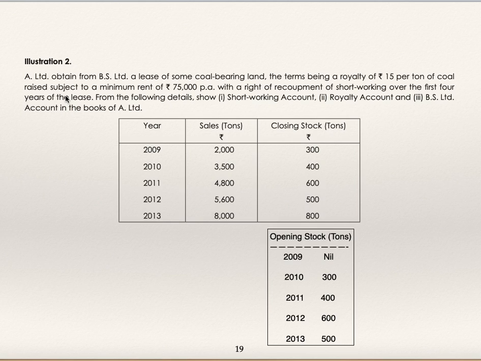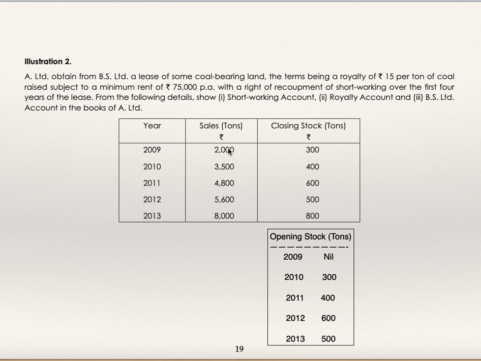It is fixed, right. From the following details, show the short working account, royalty account, and BS Limited account in the books of A Limited. A Limited obtained a lease from BS Limited. A Limited is the lessee. You have been asked to prepare ledger accounts in the books of the lessee. Year, sales, closing stock, 3 columns are given. Royalty is 15 per ton of coal raised, that is rupees 15 per ton of output production.